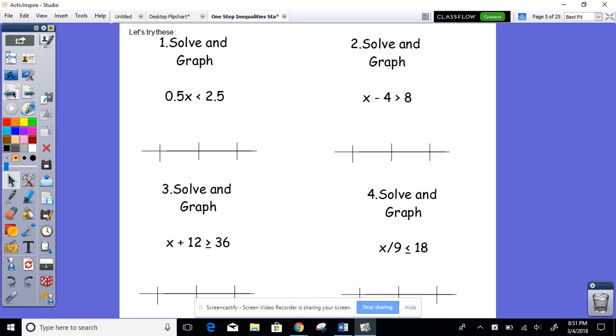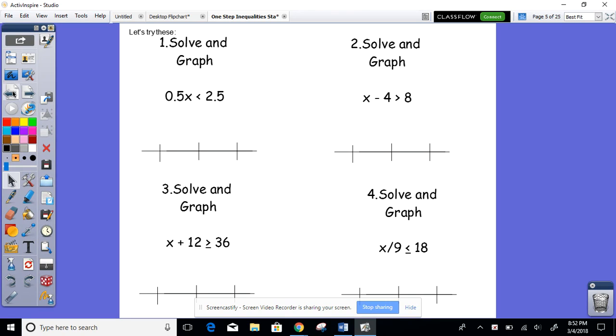So let's look at number 1. It says solve and graph. All right, 0.5x is less than 2.5, okay? You can see that on the left side, x is not by itself. What's the opposite of multiplication? That would be division. So if you divide on the left, you're going to divide on the right. Make sure that you solve for x and you also graph your inequality.